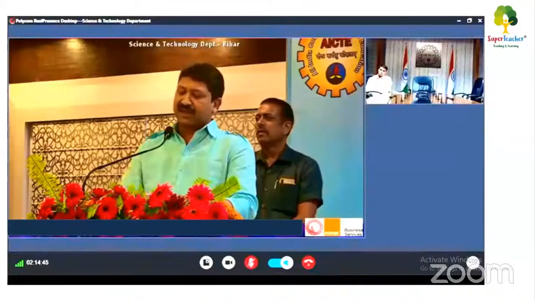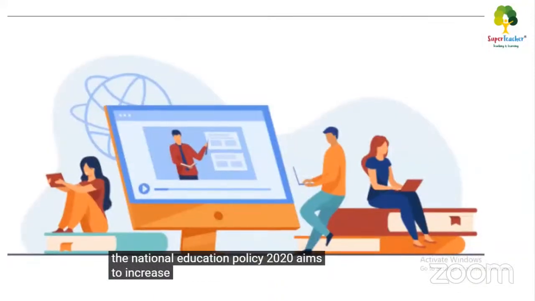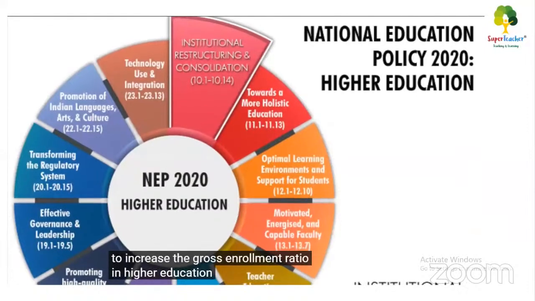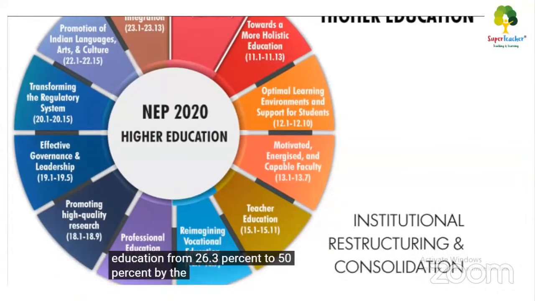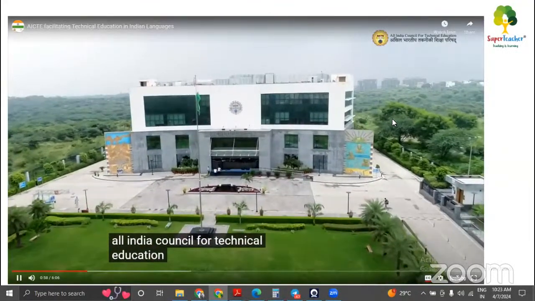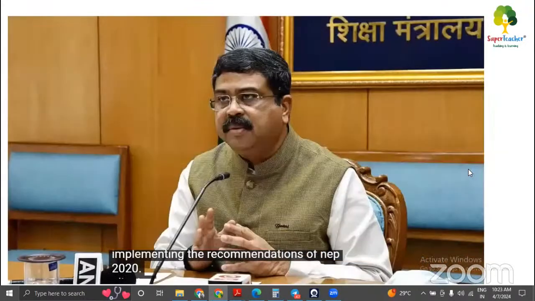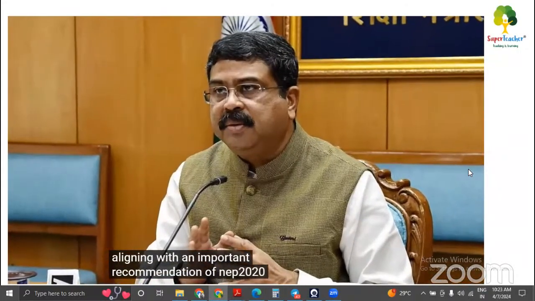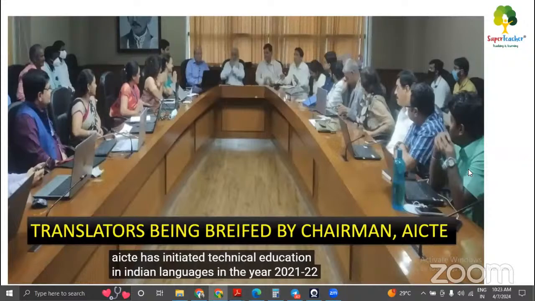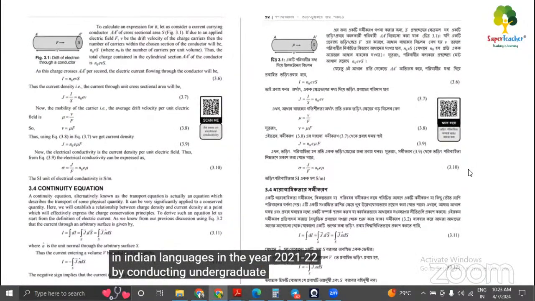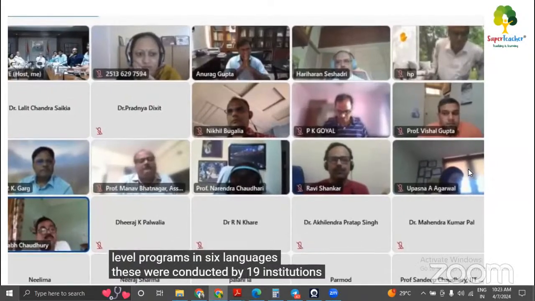The National Education Policy 2020 aims to increase the gross enrollment ratio in higher education, including vocational education, from 26.3% to 50% by the year 2035. All India Council for Technical Education, AICTE, has already initiated implementing the recommendations of NEP 2020. Aligning with an important recommendation of NEP 2020, AICTE has initiated technical education in Indian languages in the year 2021-22 by conducting undergraduate and diploma level programs in 6 languages. These were conducted by 19 institutions in 10 states.